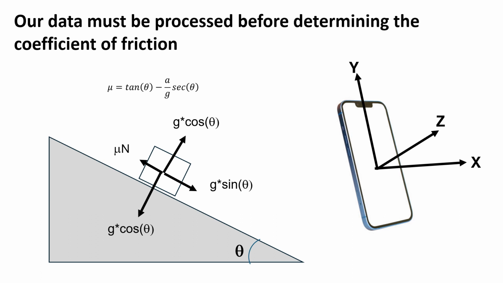Next, the accelerometer measures each individual acceleration in the x, y, and z dimensions as shown on the picture to the right. What we want to plug into our equation is the combination of the x and y magnitudes. The z acceleration is not needed to calculate the coefficient of friction, as it is perpendicular to the plane of motion. The magnitude of the x and y components combined can be plugged into the equation shown, mu equals tan theta minus a over g secant theta, to find the coefficient of kinetic friction.